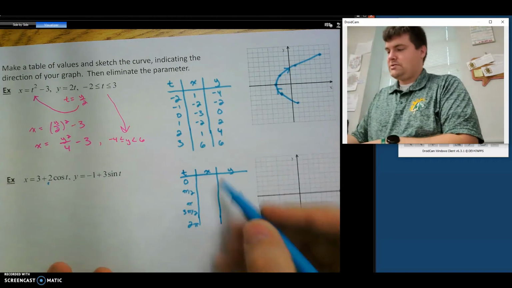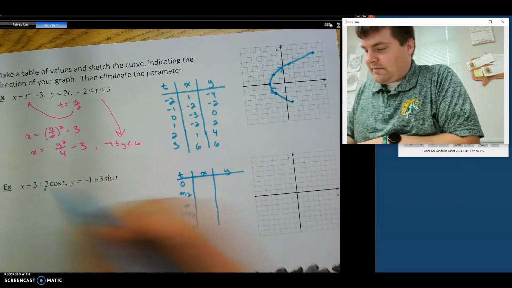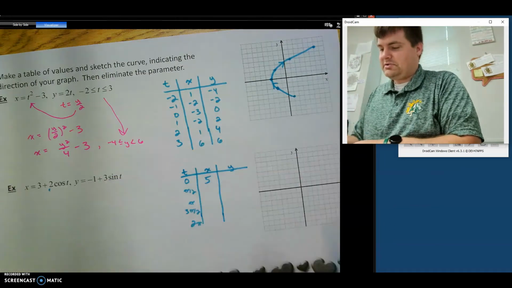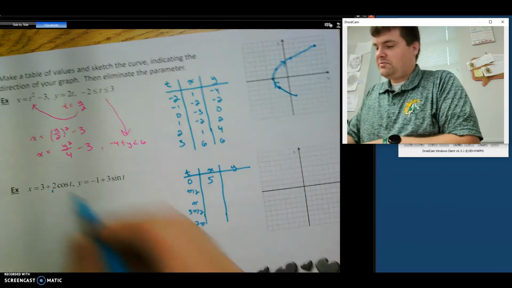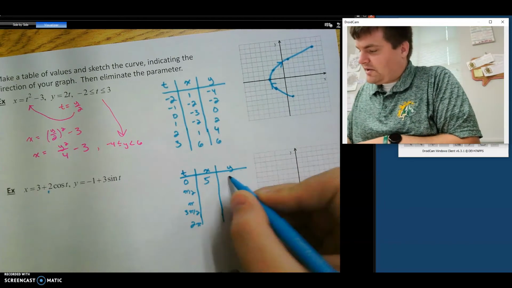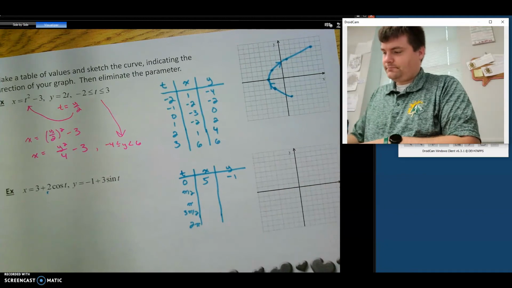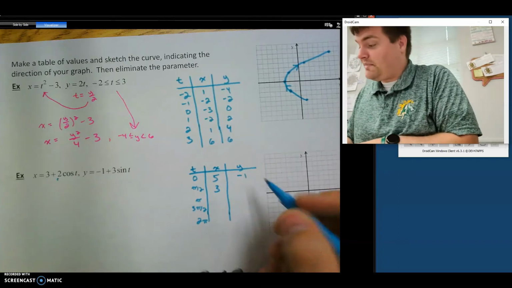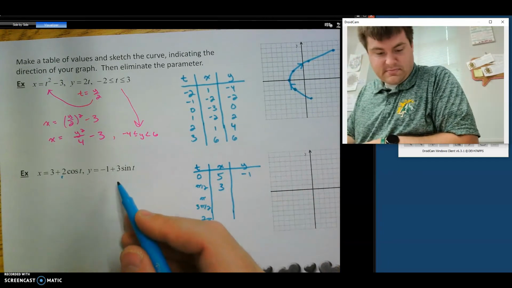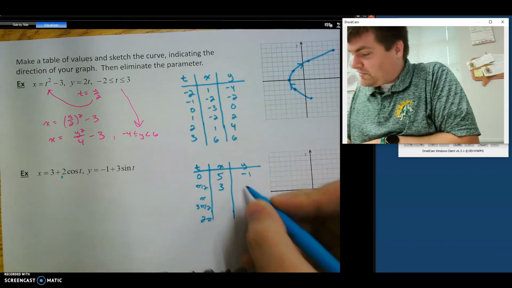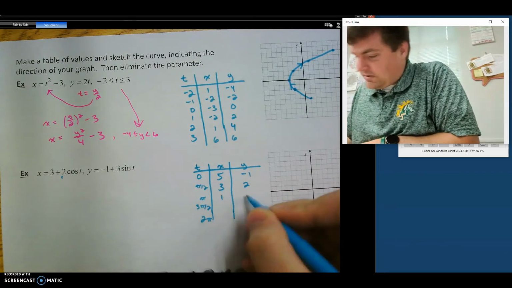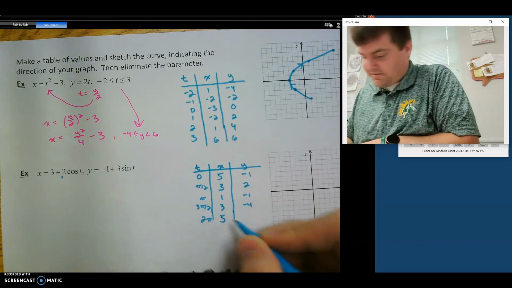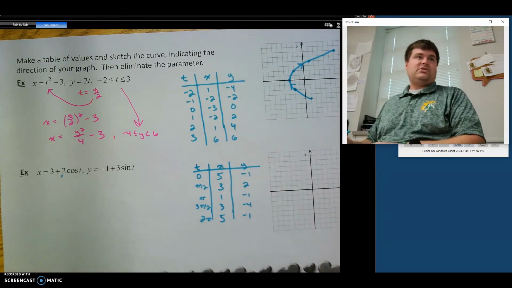If I plug in a 0 for t, I'm going to get 5 for x, because cosine of 0 is 1, times 2, plus 3. For the y value, it's going to be negative 1. For pi over 2, I'm going to get just a 3 on the x. Look at my time, I need to beat that 15 minutes, otherwise the video shuts down. So just trust me on this one. I'm just going to copy the chart I have right in front of me, because I need to get this done within 15 minutes.